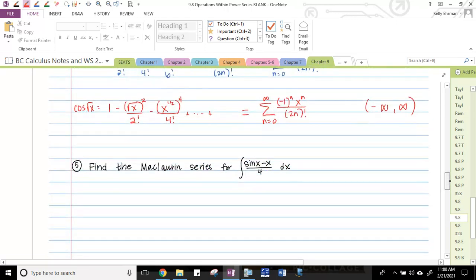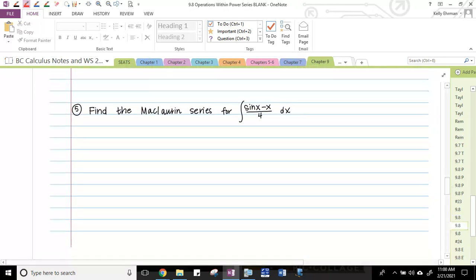What about on this one? I want to find the Maclaurin series for this thing, the integral of sine x minus x all over 4 dx. All right, now there's an integral involved. We're going to have to use calculus, so we will have to check the endpoints. But before we use calculus, let's just build this series before we integrate.